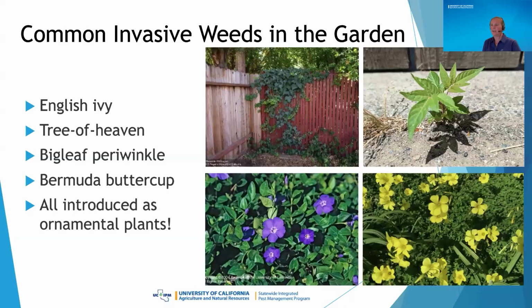I wanted to quickly highlight a few common invasive weeds in the garden. Always check around your garden, around your property. There's things that might escape. Common ones that have escaped garden areas are English ivy, tree of heaven, big leaf periwinkle, and the Bermuda buttercup. They tend to crowd out other plants and are very difficult to remove once they're established.